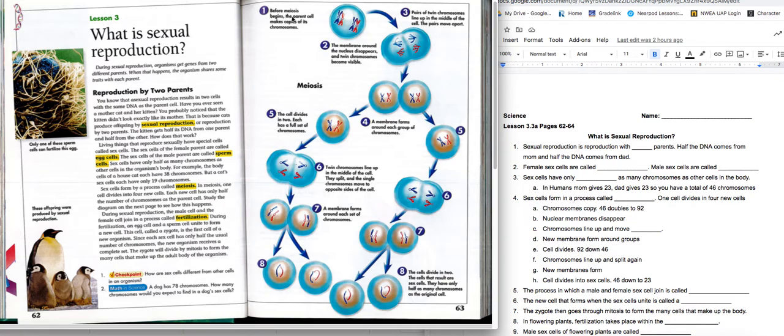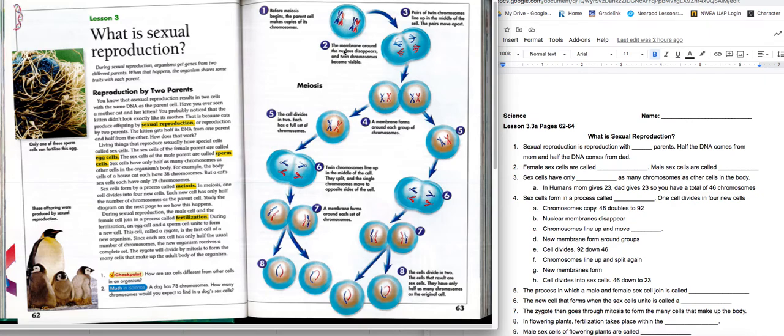Before meiosis begins, the parent cell makes copies of its chromosomes. Guys, that's what you did yesterday. You saw how DNA copied itself. So that happens in each and every chromosome. Humans have 46. They just copied themselves, so they doubled. That's why I wrote chromosomes copy, went from 46 to 92. So this one cell right now is holding 92 chromosomes.